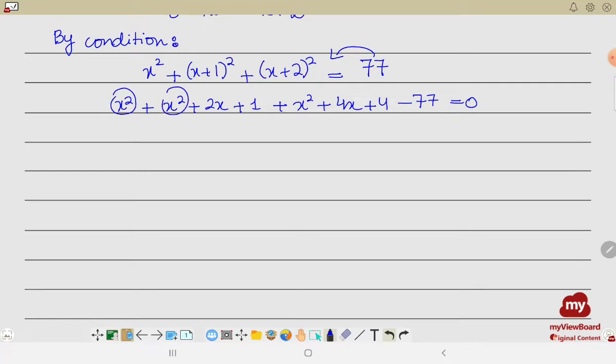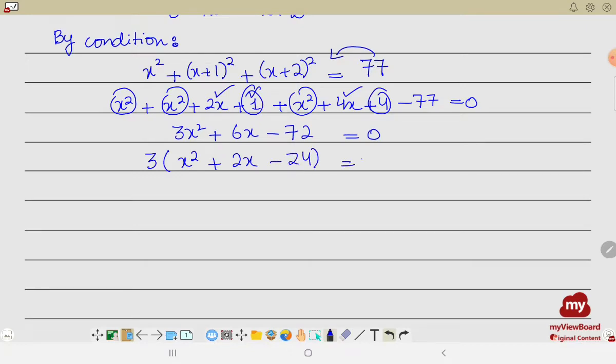This is x square, x square, x square. We'll get 3x square, right? And then 2x plus 4x becomes 6x. And then 4 plus 1 is 5, and 5 minus 77 is minus 72, right? We can take 3 as a common factor so that we can easily factorize it, and we'll get x square plus 2x minus 24 equal to 0.